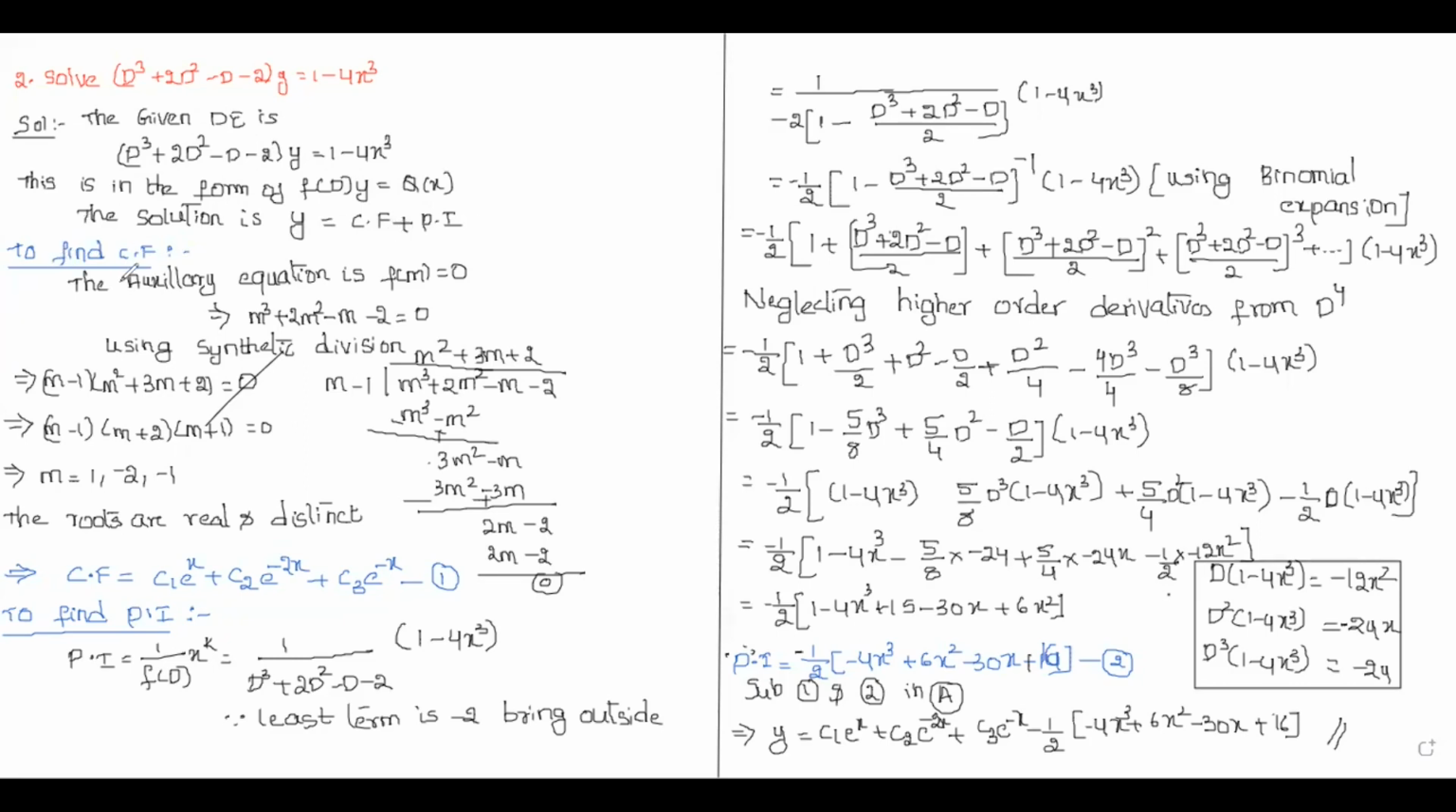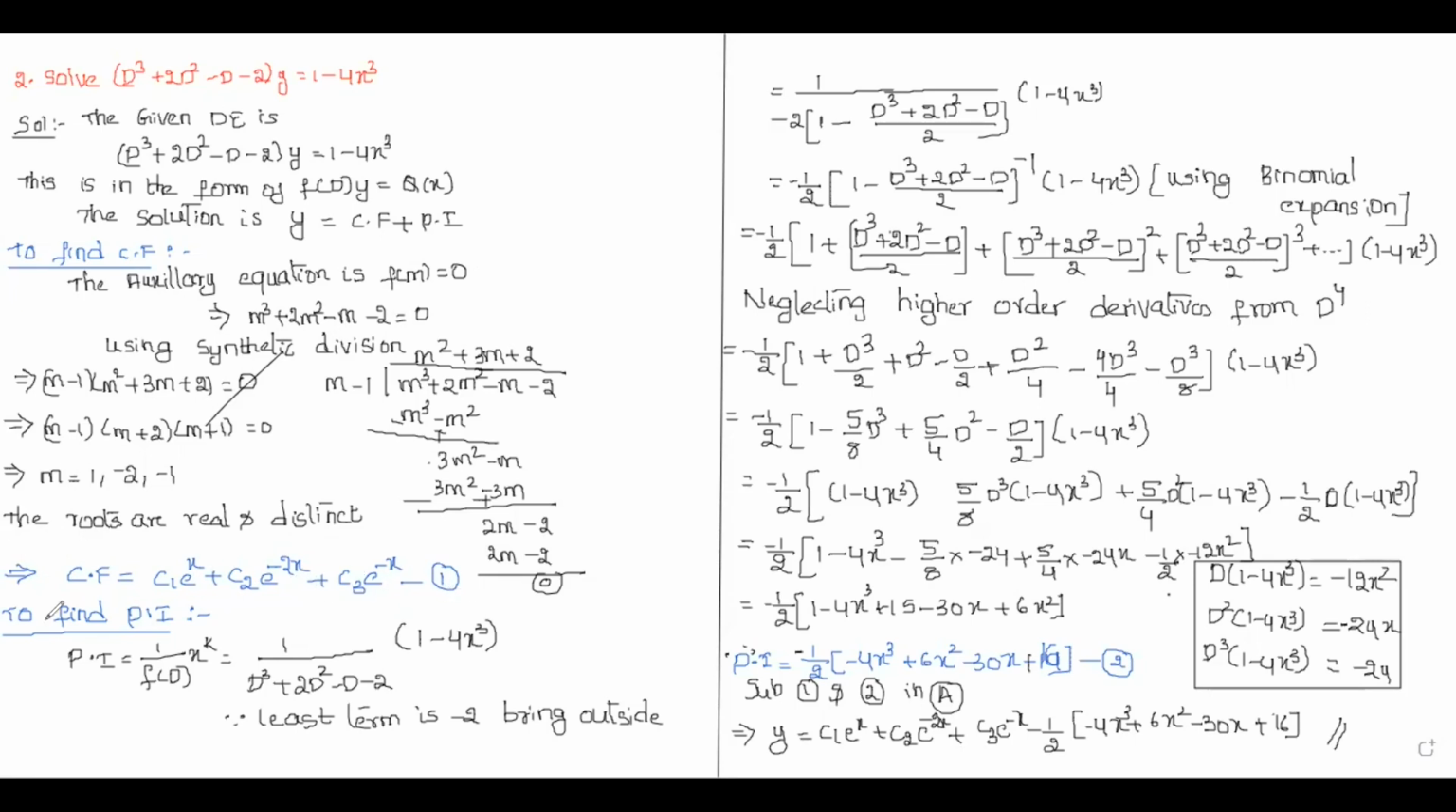So to find the complementary function, the auxiliary equation is given as f of m is equal to 0: m cube plus 2m square minus m minus 2 is equal to 0. Using synthetic division, this can be written as (m minus 1) into (m square plus 3m plus 2) is equal to 0, which can be written as (m minus 1) into (m plus 2) into (m plus 1) is equal to 0. Therefore, m is equal to 1, minus 2, minus 1. Clearly, the roots are real and distinct. So, therefore, the complementary function is c1 e power x plus c2 e power minus 2x plus c3 e power minus x.